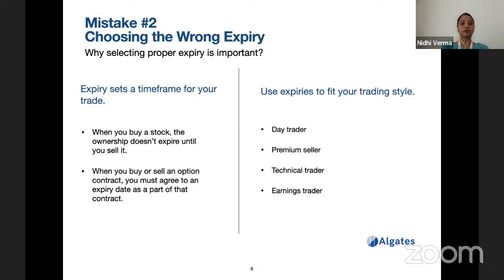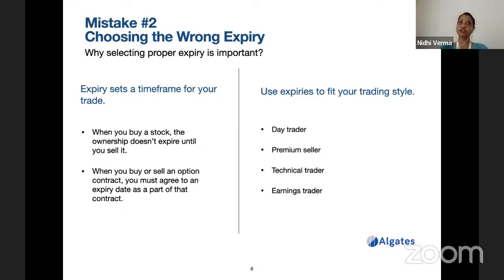When you buy a stock, the ownership doesn't expire until you sell it. You can keep it for as much time as you want. But when you are trading an option, you must agree to an expiry date, and that is part of the contract, right? So you have to be very careful in what you are choosing, and use the expiries to fit your trading style, whether you are a day trader, a premium seller, a technical trader who is trading based on the charts, or an earnings trader.